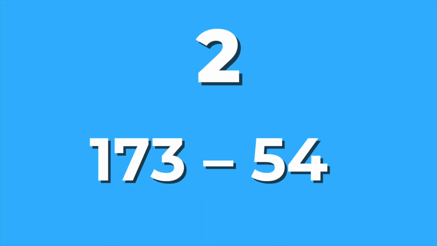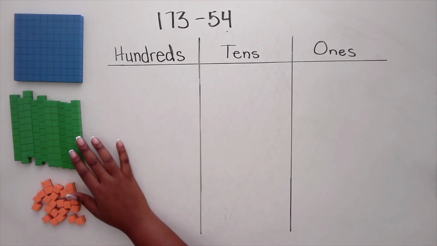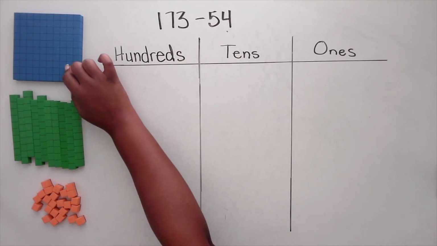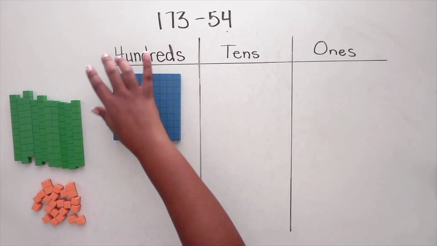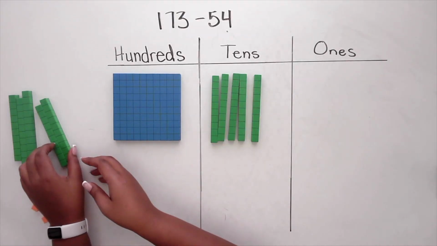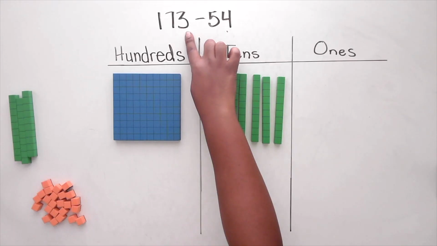This first way is perfect for beginners or those still working to understand how to subtract. Now let's look at a problem with greater values, 173 minus 54, using a place value chart along with the blocks. I'll model 173 with base 10 blocks, 1 flat for 100, 7 rods for 70, and 3 units for 3.